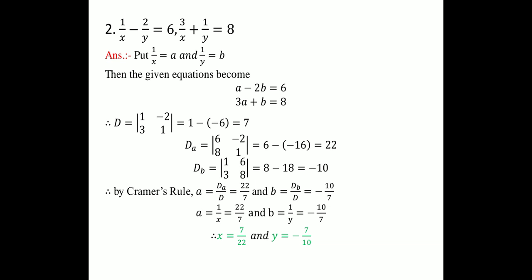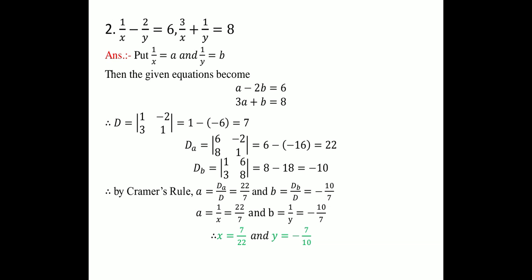Next find out the dB. For dB we replace minus 2 and 1 by 6 and 8, that is the determinant of 1, 6, 3, 8. Taking its determinant, 8 minus 18 is equal to minus 10. Okay, therefore by using the Cramer's rule, a is equal to dA by d is equal to 22 by 7 and b is equal to dB by d is equal to minus 10 by 7.